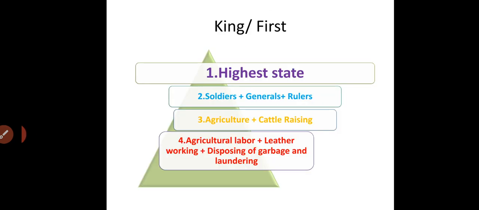Now let's talk about each class. After the king, the first class is the highest state. The second class is the soldiers, the generals and the rulers. The third is agriculture and cattle raising. And the fourth, the last class, is agricultural laborers, leather working and trash collectors. So these are the classes of this civilization.